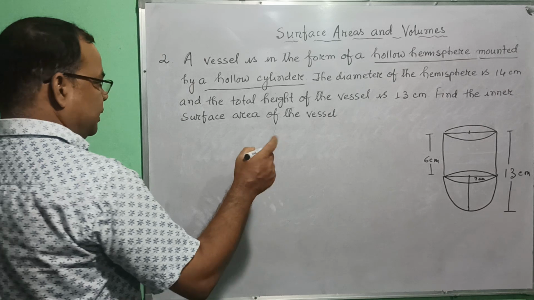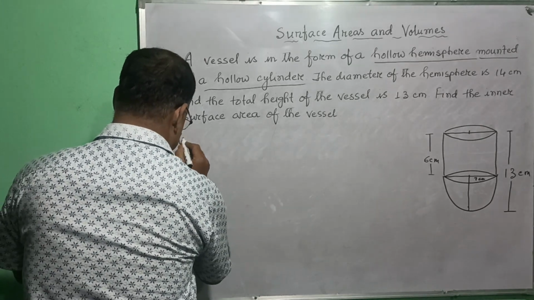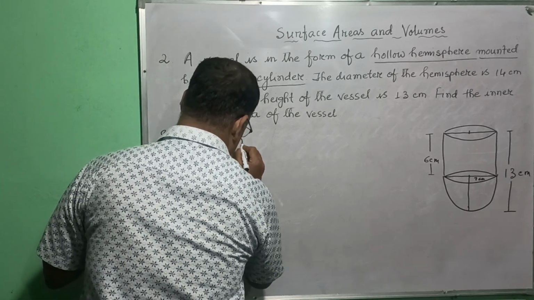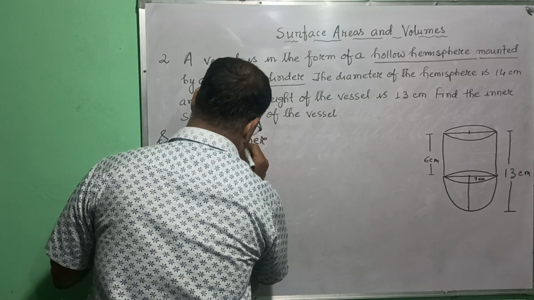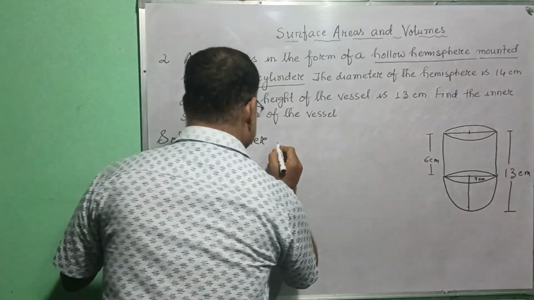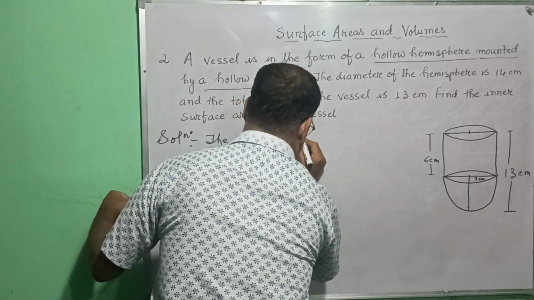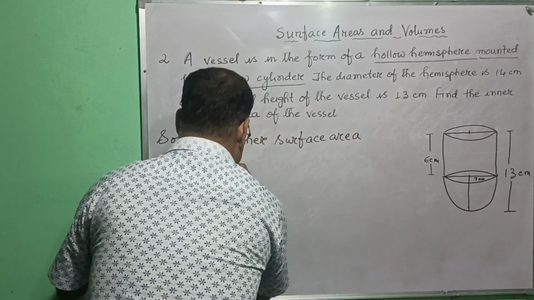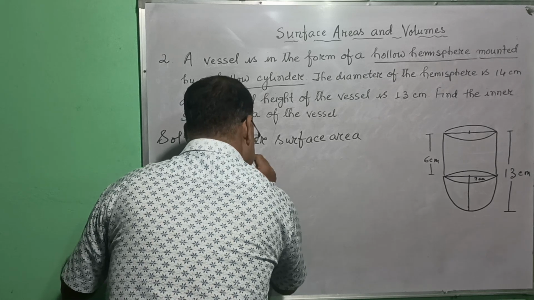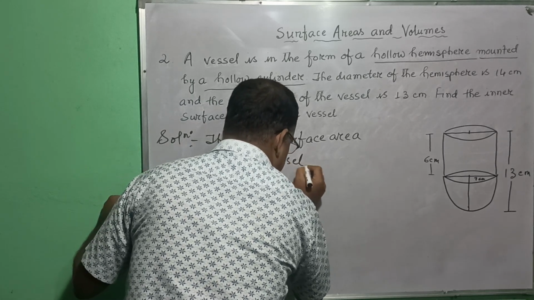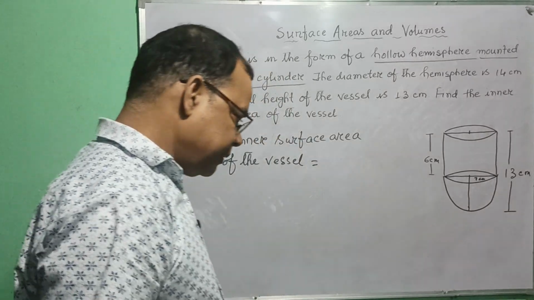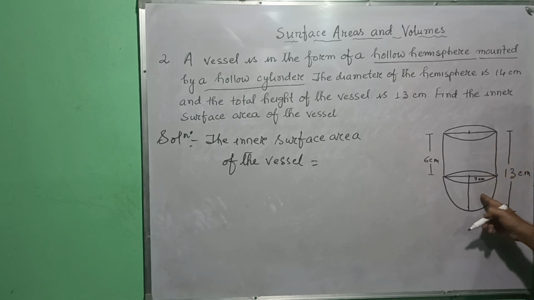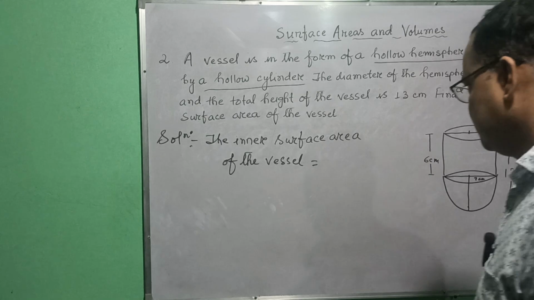Now we can find the inner surface area. Directly we can write the inner surface area of the vessel equal. So as I told you, we have to find the curved surface area of the cylinder and the curved surface area of the hemisphere, and then we can add it.